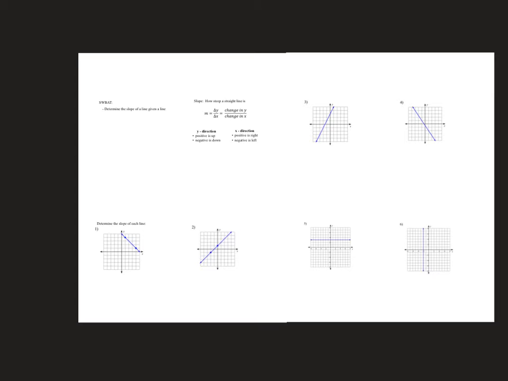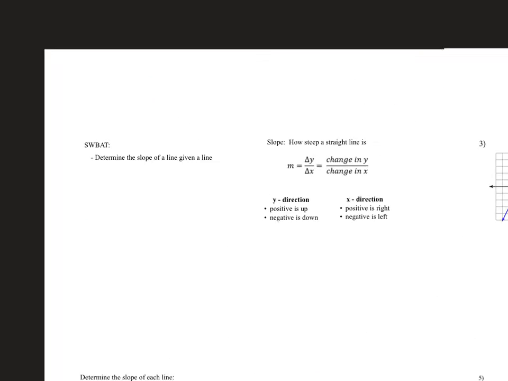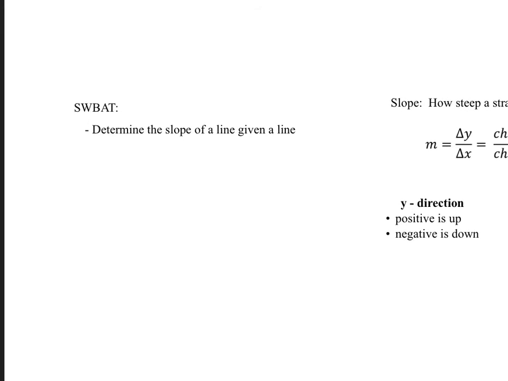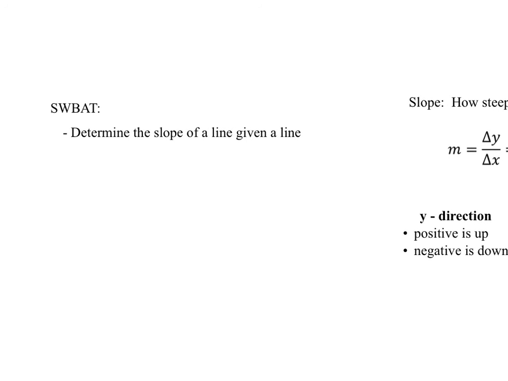We are going to be finding the slope of a line given the graph. You can see all the different graphs are here. We are just going to be given a line, and then we have to find the slope. So determine the slope given a line. This is what we call graphically.